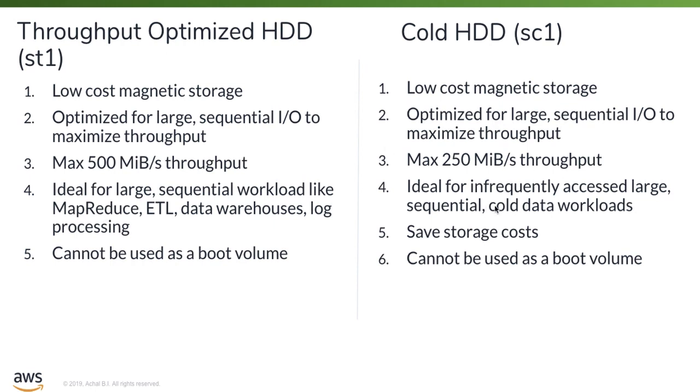And for cold HDD, if you are placing large sequential files, if you have TBs of data, or a zip file which is a TB, or huge sizes in GBs or TBs, you could use cold HDD, which comes with a low cost and also a moderate throughput. These can't be used for boot volumes because of the low random IO.